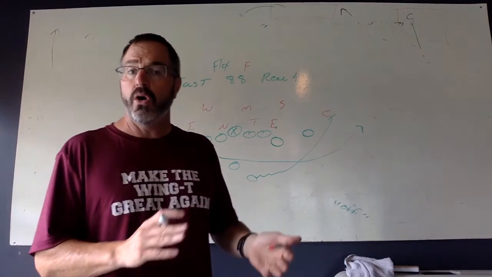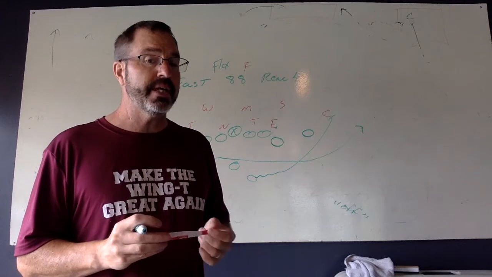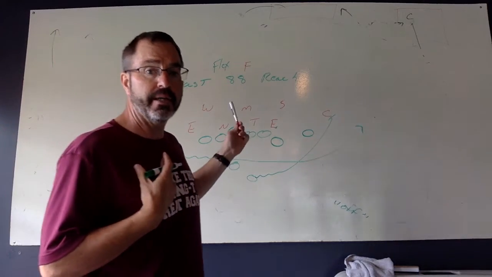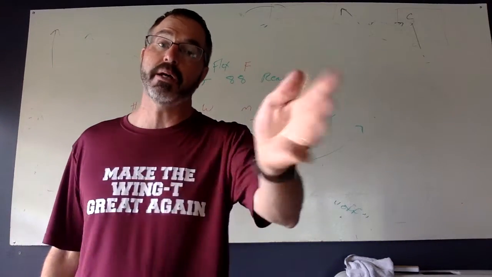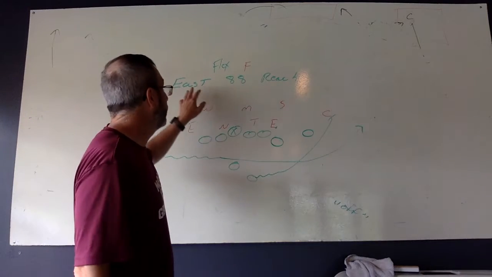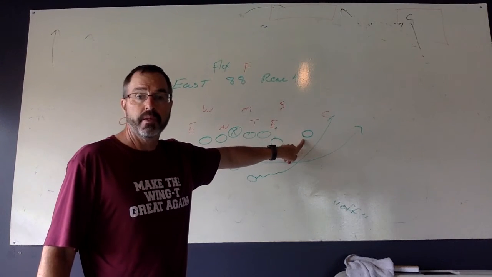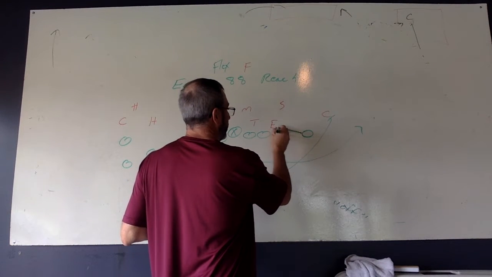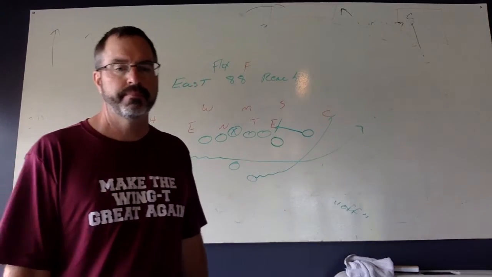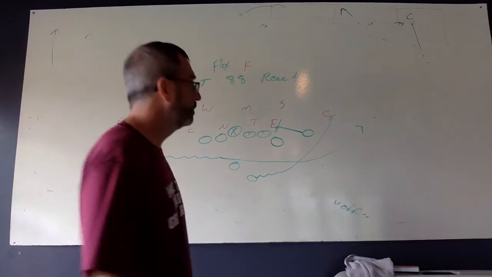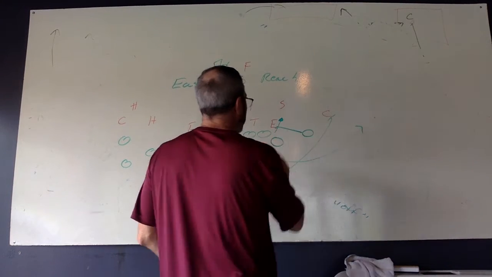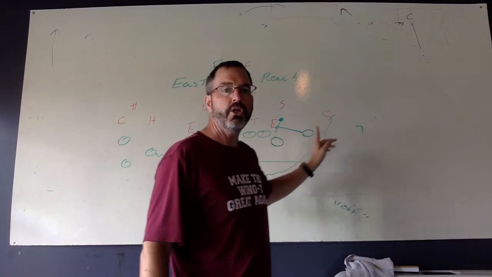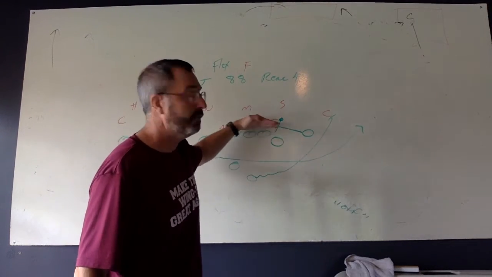Okay, now, on East 88 Reach, the blocking for this is actually simpler. Let me rephrase that. The blocking for this out of flex is actually simpler than the blocking out of just East. For East Flex 88 Reach, Braden, the tight ends, all you're going to do is block down. That's it. Where does your head go? Your head goes here to the outside. Because remember where we're running the ball. We're running the ball wide. You just have to prevent this player from going in this direction.